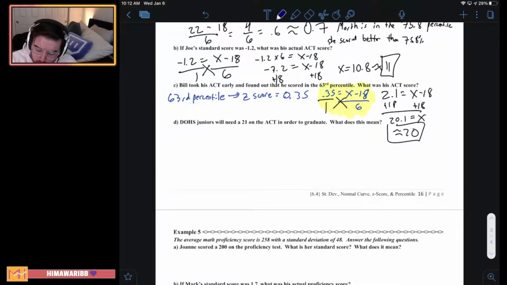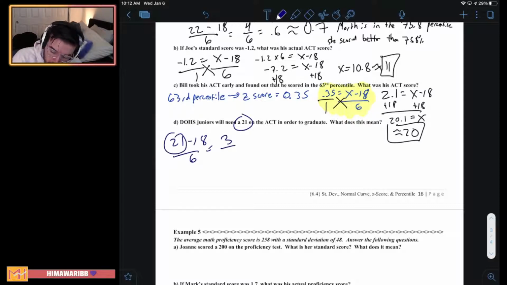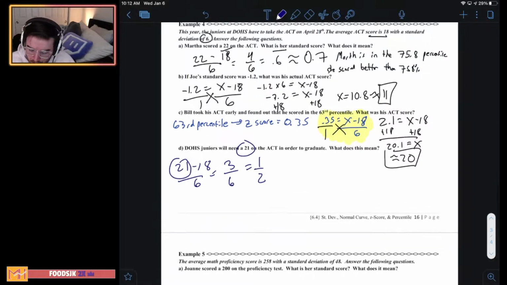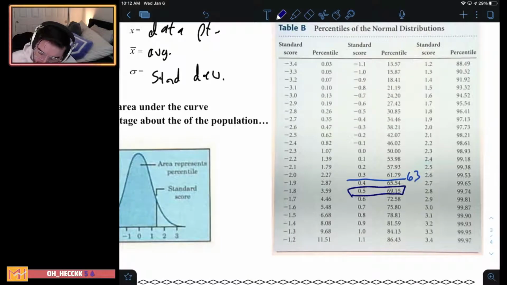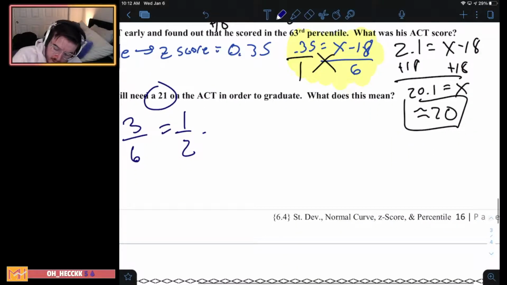DOHS juniors will need a 21 on the ACT in order to graduate. What does this mean? Let's dive deep into this. What does it mean to get a 21? I'm doing score minus average, divided by standard deviation, and I end up with 3/6 or a half as my z-score. So a z-score of 0.5 puts you at 69.15%.